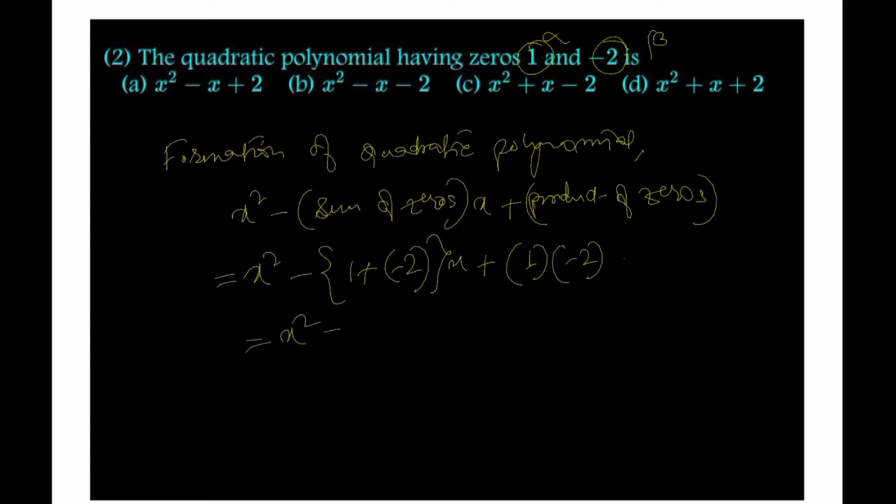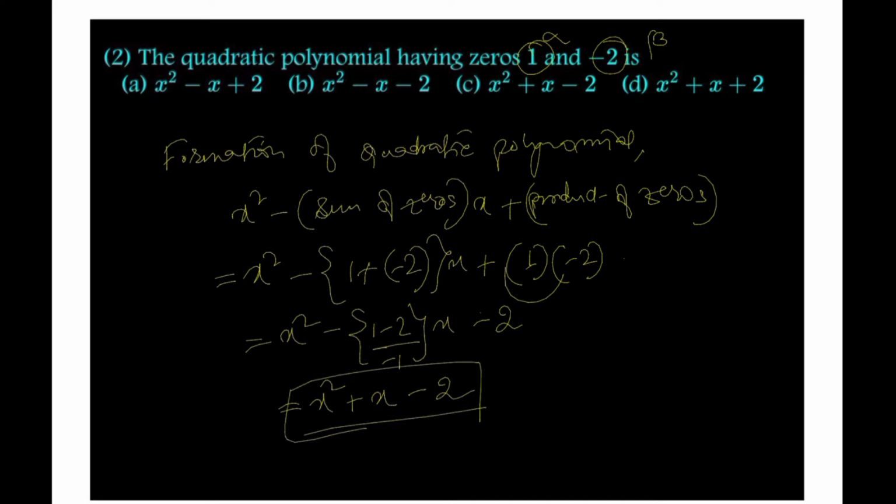On simplifying this, we get x squared minus 1 minus 2 into x, and 1 multiplied by minus 2 becomes minus 2. Now 1 minus 2 is minus 1, and minus of minus 1 becomes plus 1, so it will be plus 1x, that is x. And here it is minus 2. So the quadratic polynomial is x squared plus x minus 2. We can see this in option C, x squared plus x minus 2. So this is the answer.